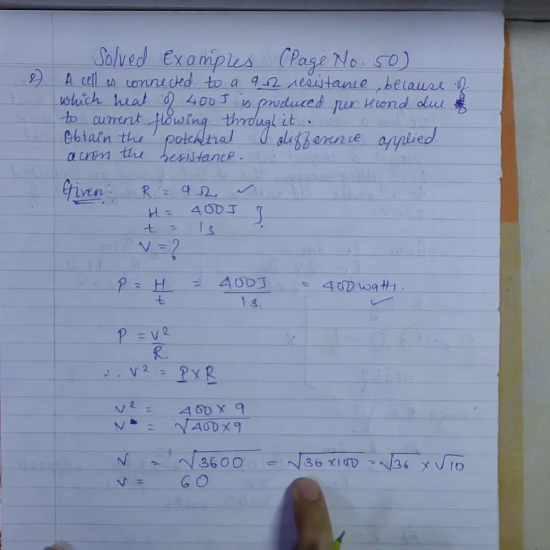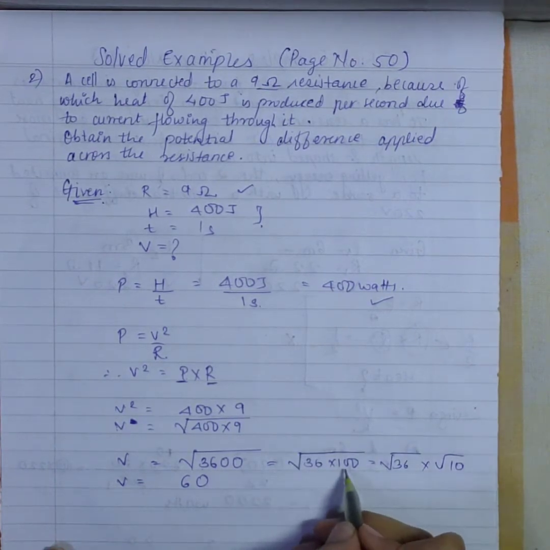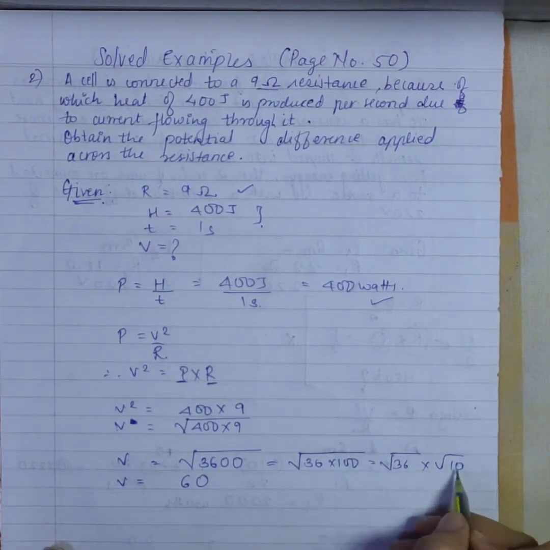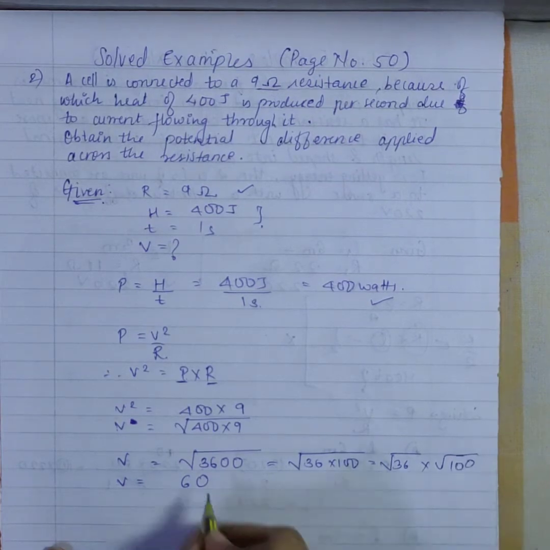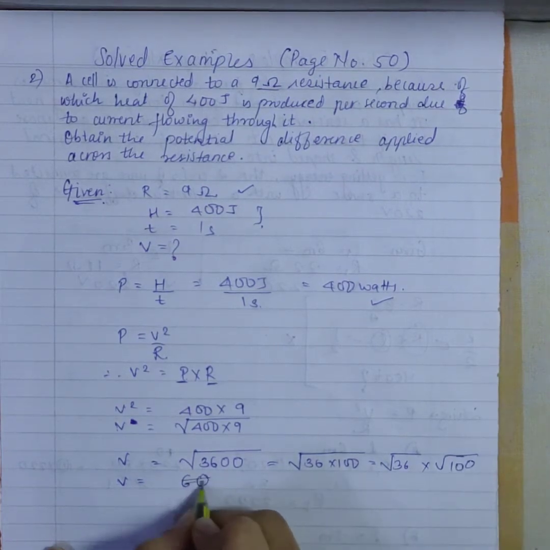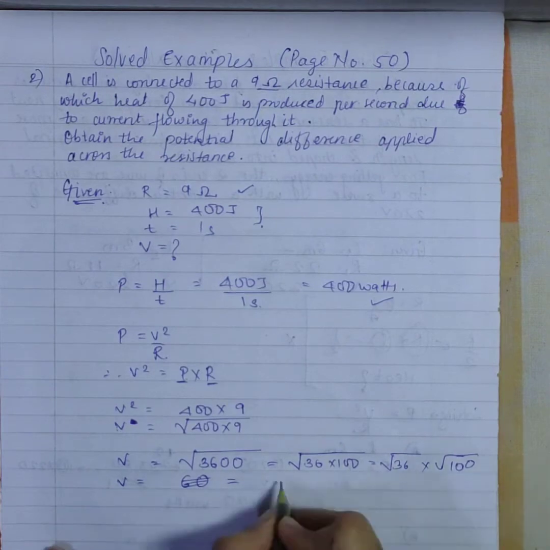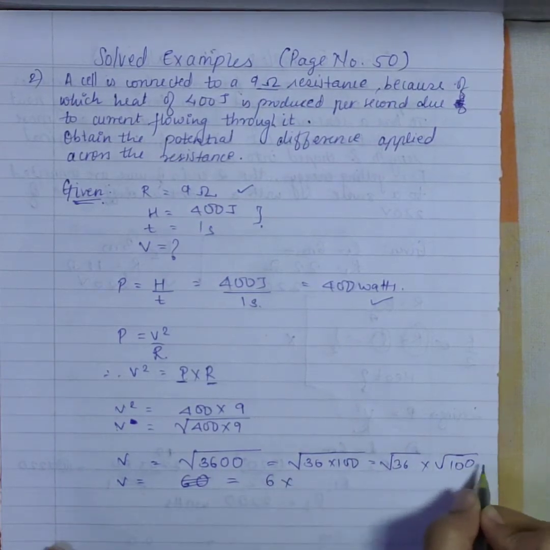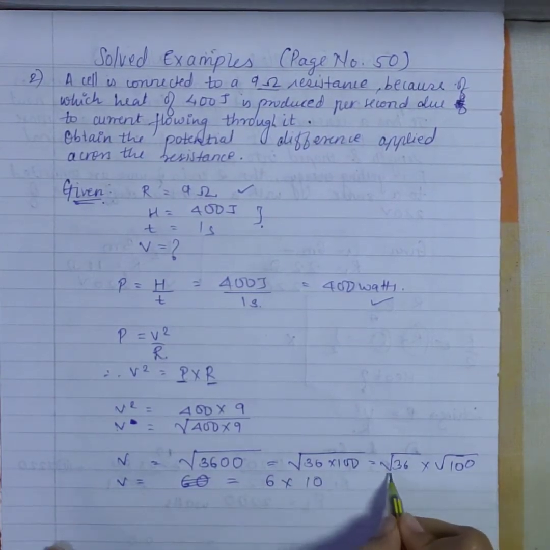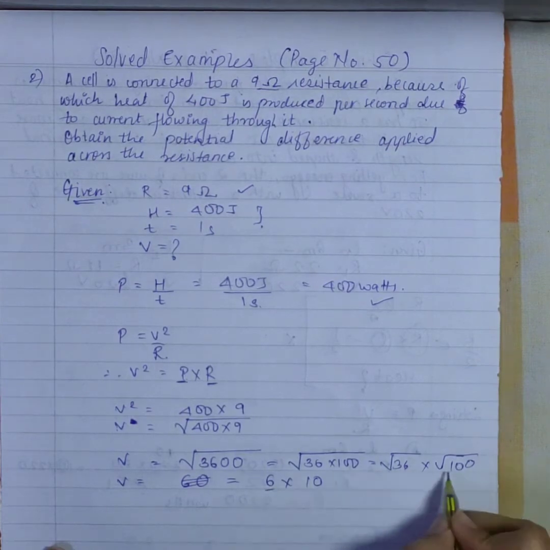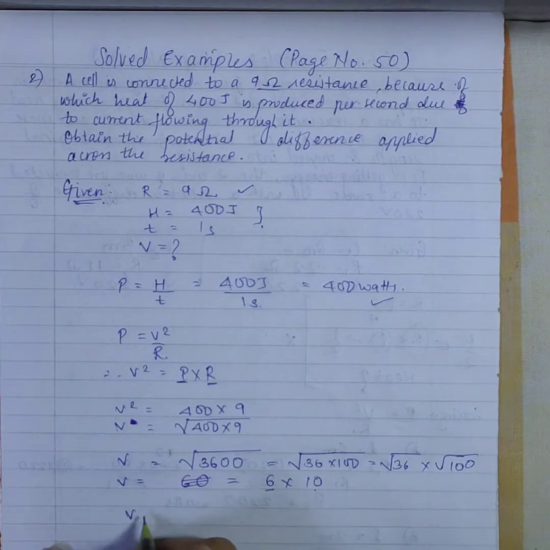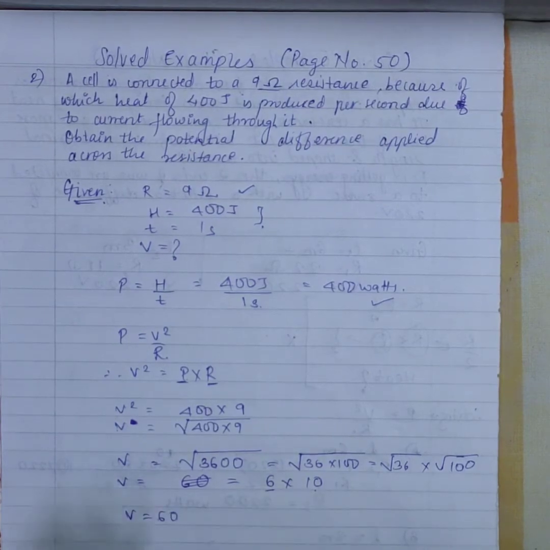So this is nothing but 36 into 100, that is square root of 36 into square root of 100. So what will it give me? I'll just write it down again. V is equal to what? 6 into square root of 100, that is 10. Square root of 36, I've written as 6. Square root of 100, I've written as 10. And therefore 6 into 10, V is equal to 60.